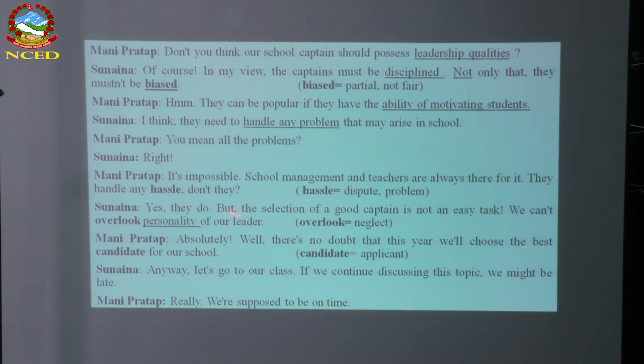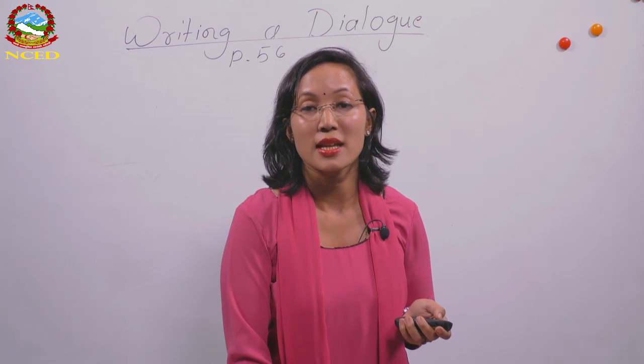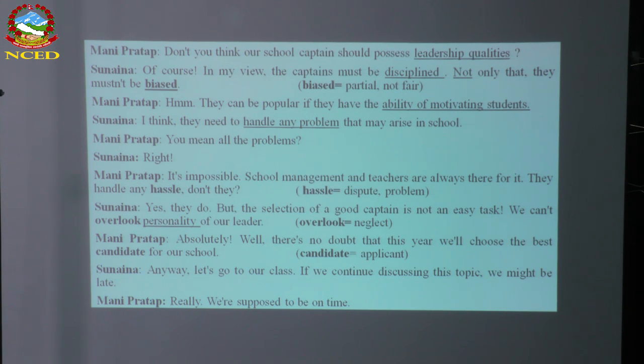Yes, they do. But the selection of a school captain is not an easy task. Now she tries to justify her point. She says that yes, the school management committee and teachers are there for handling those situations, but a good captain, it's a very challenging job. He or she must be able to handle that very problem when the problem arises. So we can't overlook, means neglect, the personality of our leader, means school captain. He should bear some special quality. His personality should also be good. Is that clear? That is accepted by all.